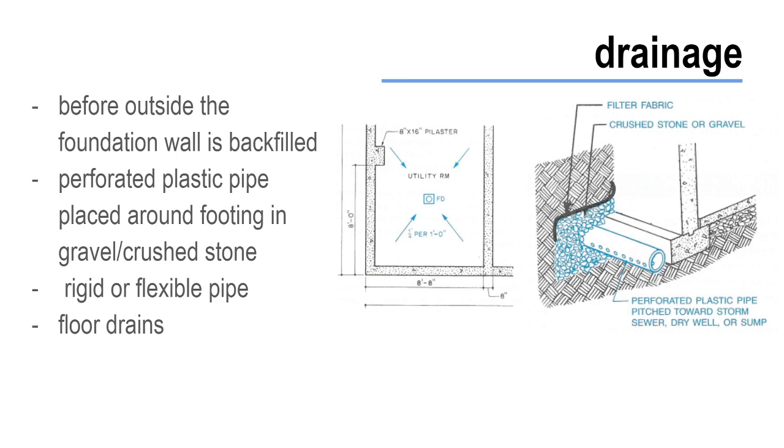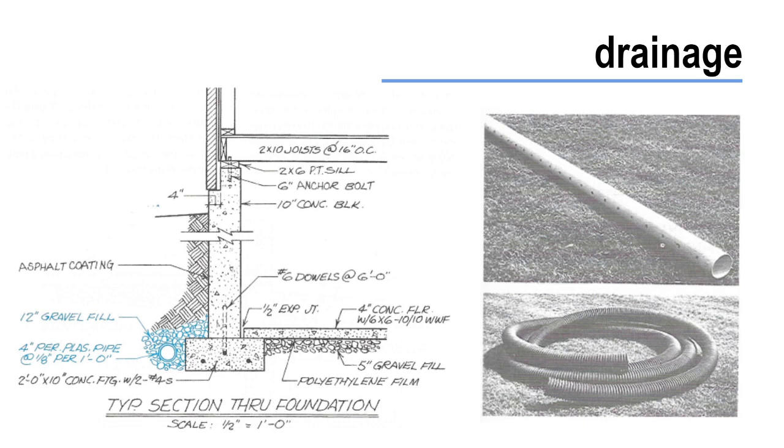At one time, clay drain tile was the most common type of pipe for this purpose. However, now we mostly use perforated plastic pipe. You can find it manufactured in 10-foot lengths of rigid pipe or in really big rolls of 250-foot flexible pipe.